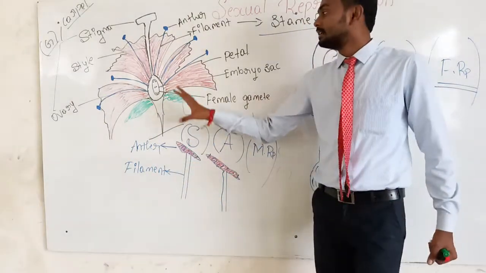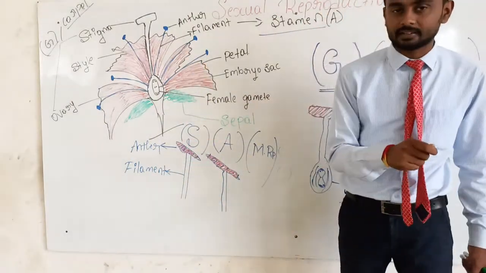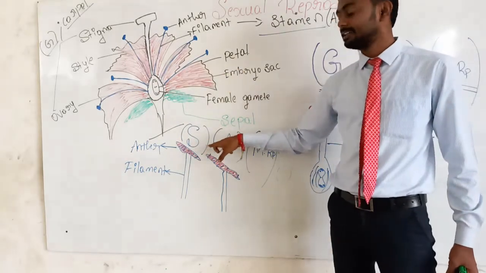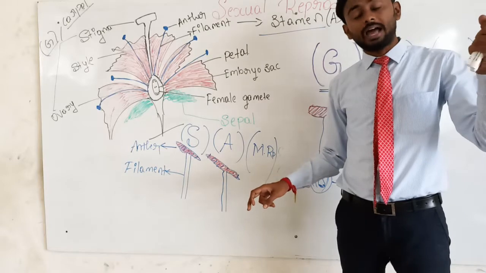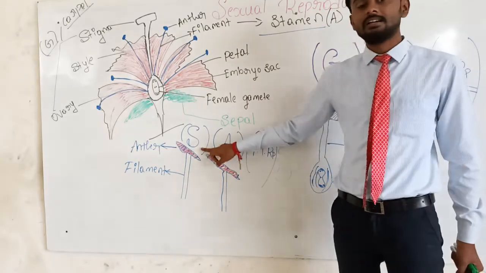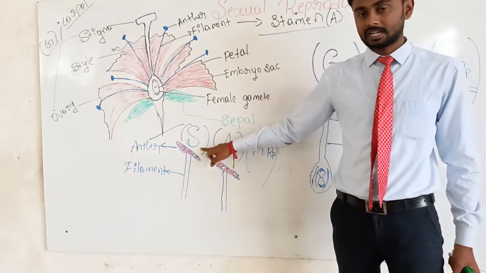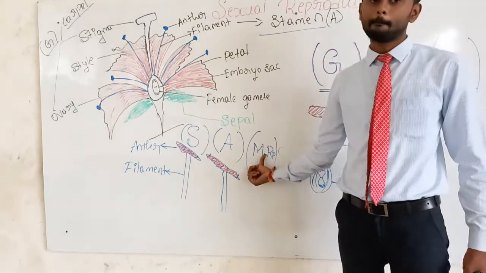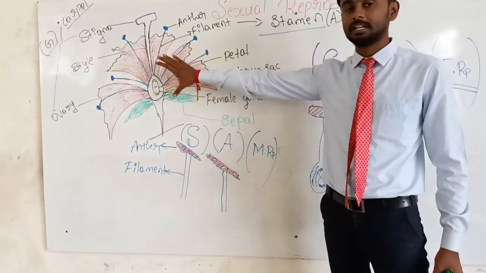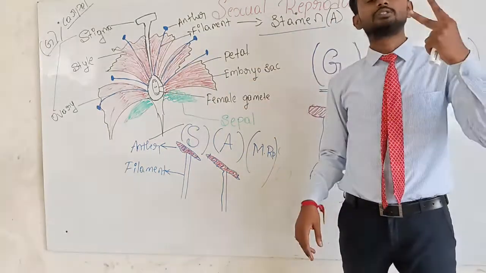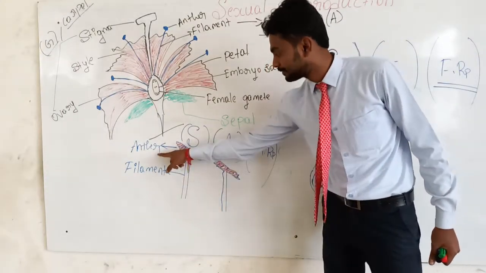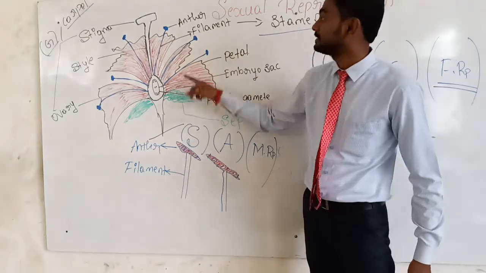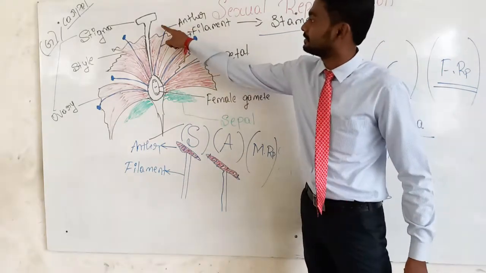See students, the male reproductive part in the flower, that is the androecium. The androecium has one more name, that is the stamen. Stamen is nothing but the male reproductive part which is present in the flower. The stamen can be divided into two parts. One is the anther and the other is the filament.